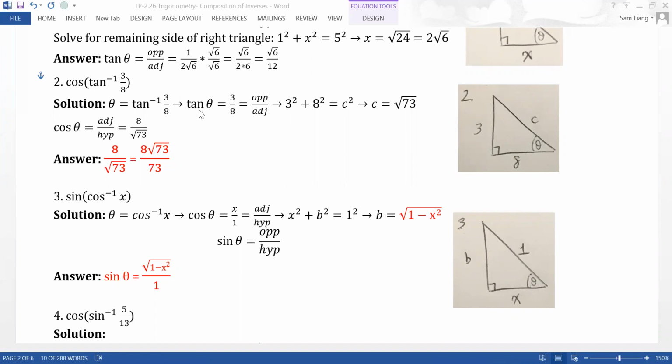All right. Well, the last step, let's say rationalize. So we're going to rationalize the denominator. Okay, but yes, very nice. Just tangent, right? Opposite over adjacent. Solve for the hypotenuse, which is root 73, and then we need to solve for cosine now. So that'll be adjacent over hypotenuse.